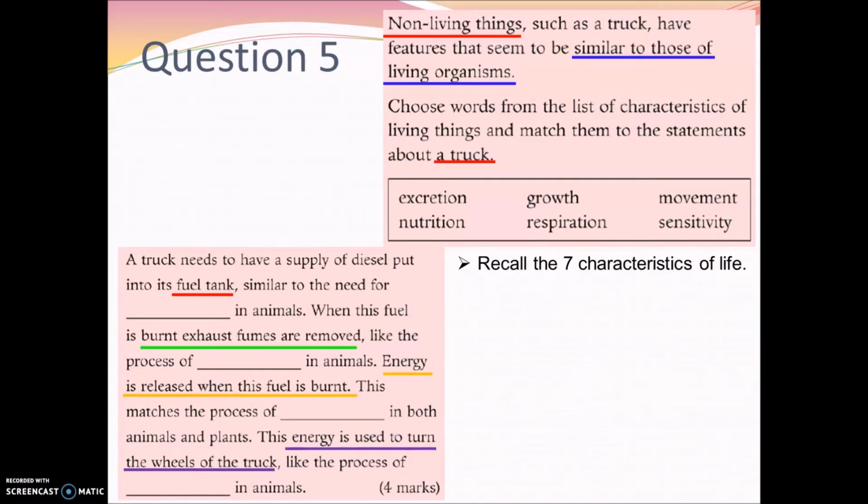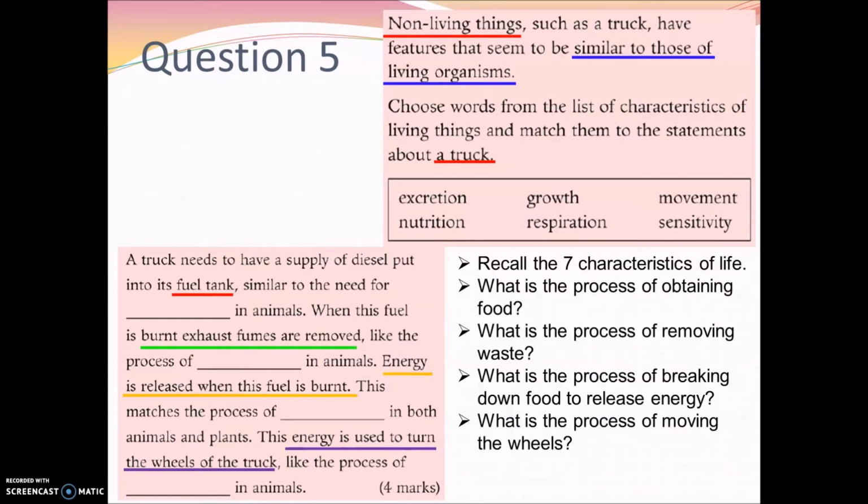And for question 5, it's talking about non-living things such as a truck. They may have some common features of the living organism, but of course you know that one is living and one is non-living. They are different, but they may share some common features. It doesn't mean that the truck is a living thing. It's just a question to help you recall the 7 characteristics of life. So what is the question? You need to think about it.